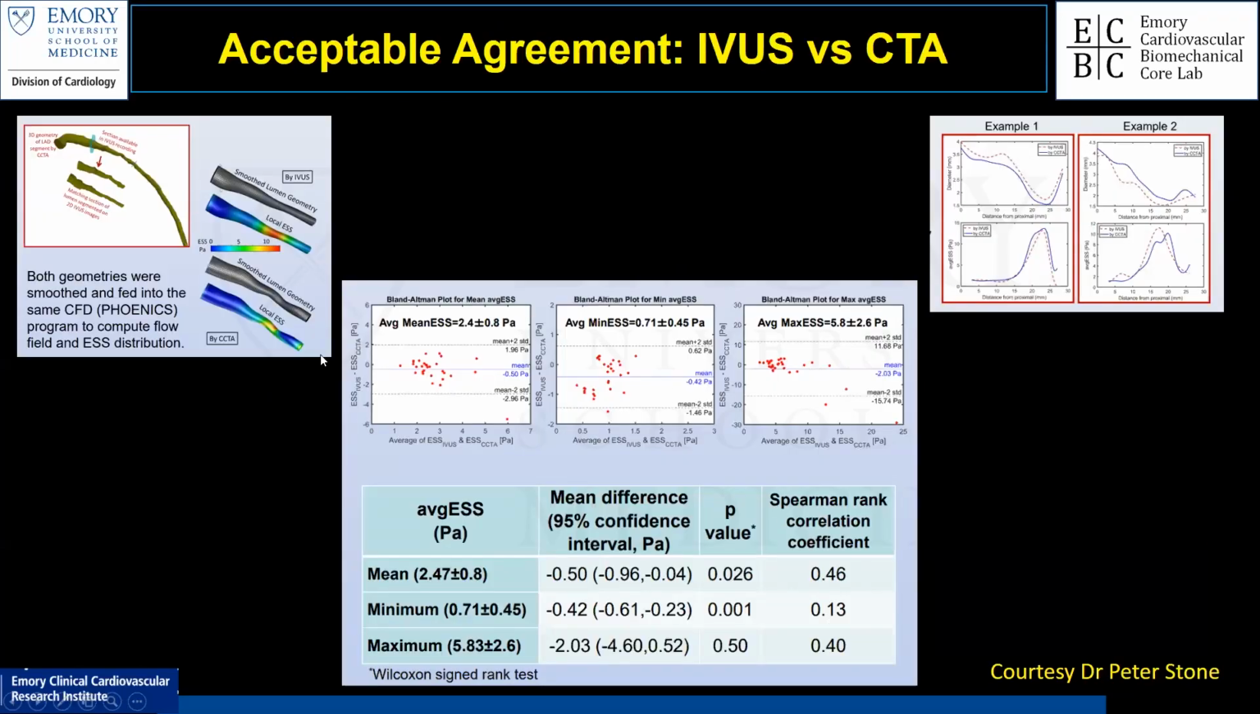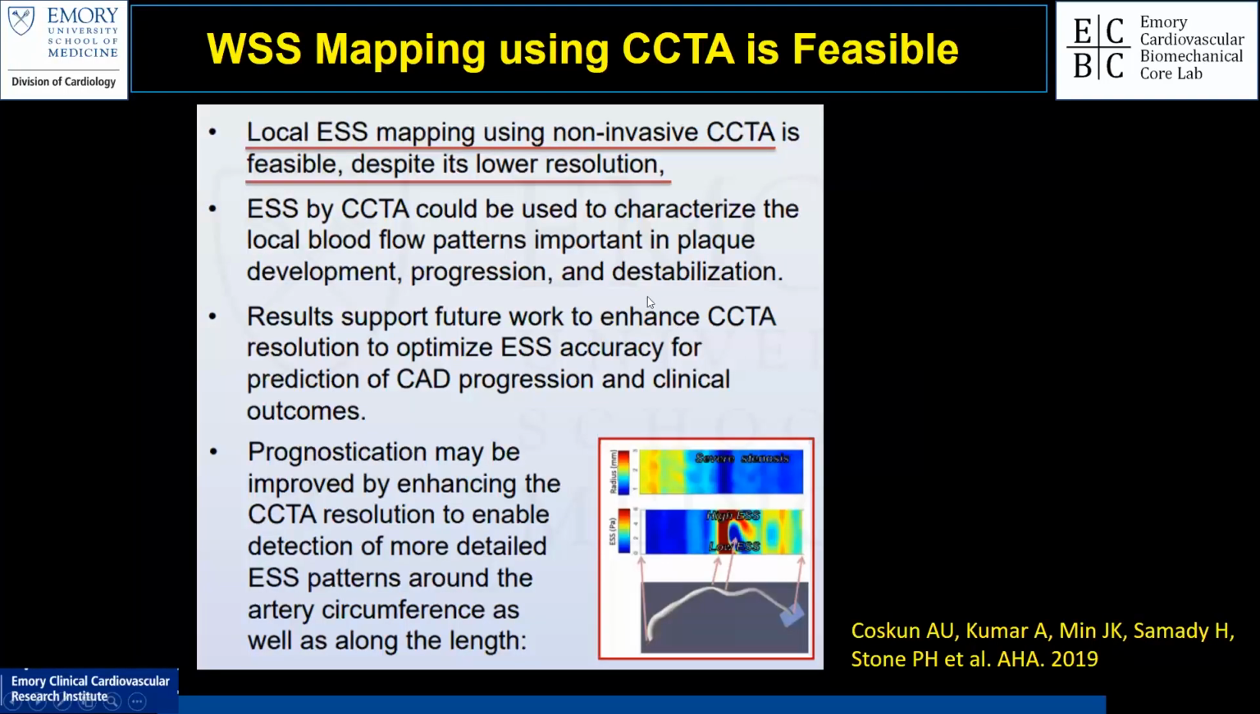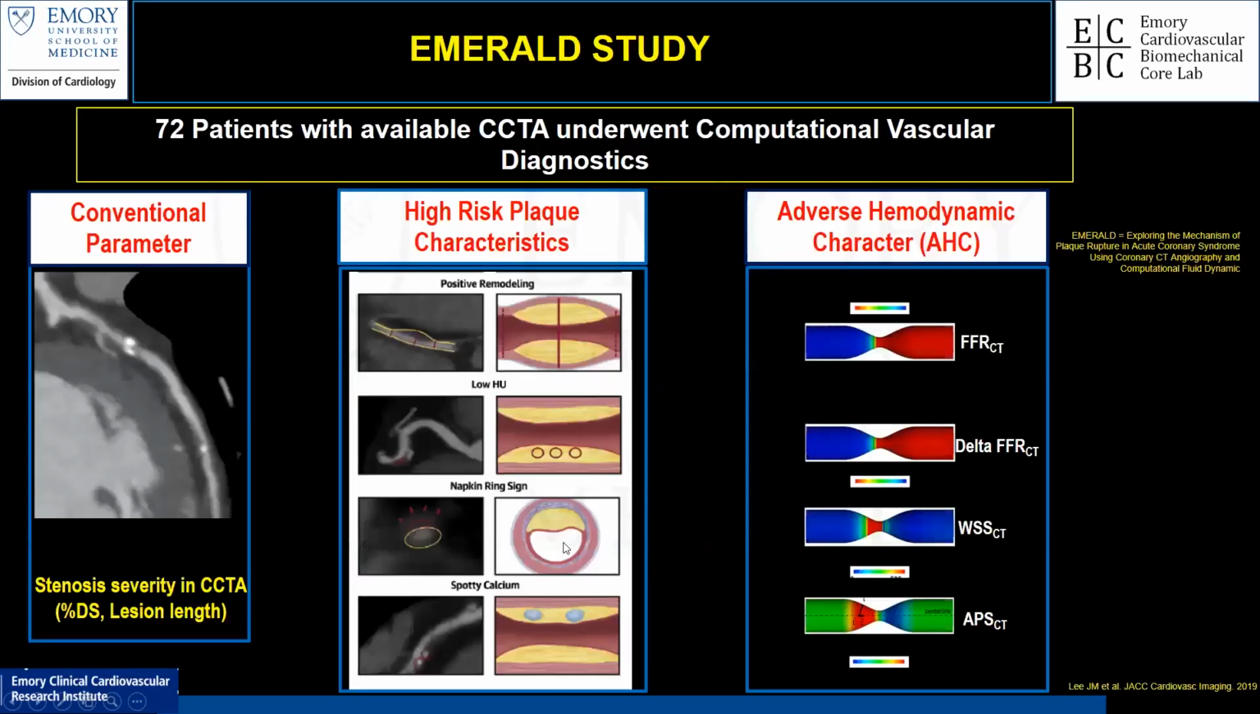We found that there is an acceptable agreement between shear stress derived from cardiac CTA and IVUS. And hence we think that local shear stress mapping using non-invasive CCTA is feasible despite its lower resolution. And hopefully the prognostication will improve as the CCTA technologies improve.